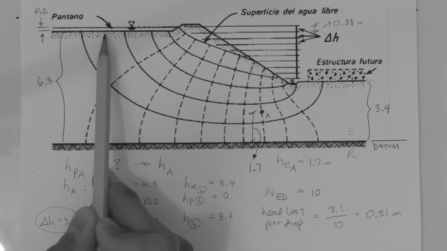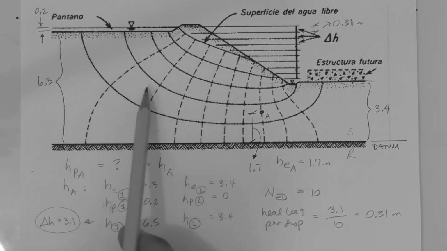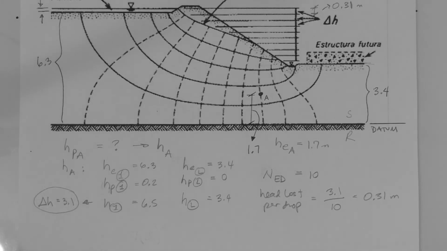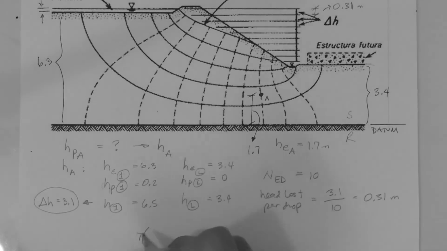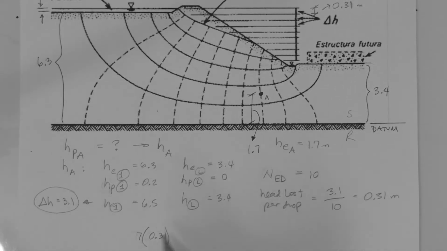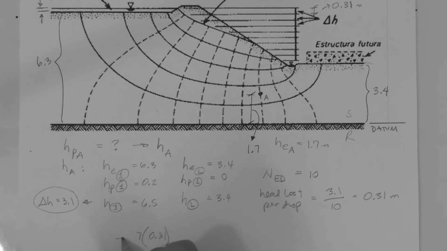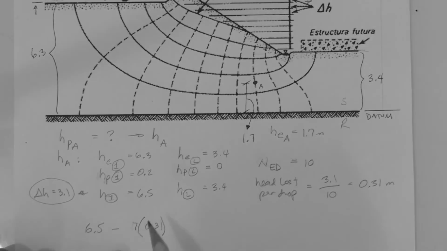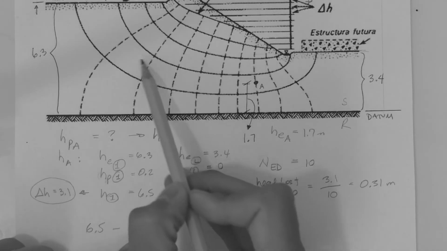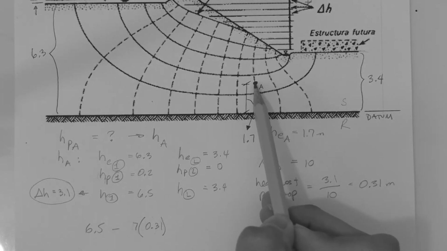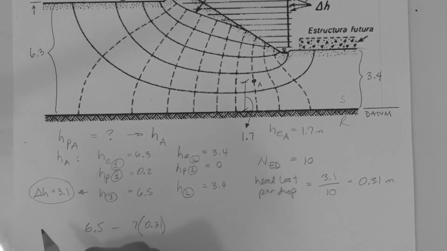Okay? These are 7 drops. 1, 2, 3, 4, 5, 6, 7. So 7 drops and 0.31 meters lost in each one. That's all that is lost. So we start with 6.5 up here, and we lose 7 times 0.31 by the time we get to, meaning the droplet of water gets to point A. So this is the head at A.